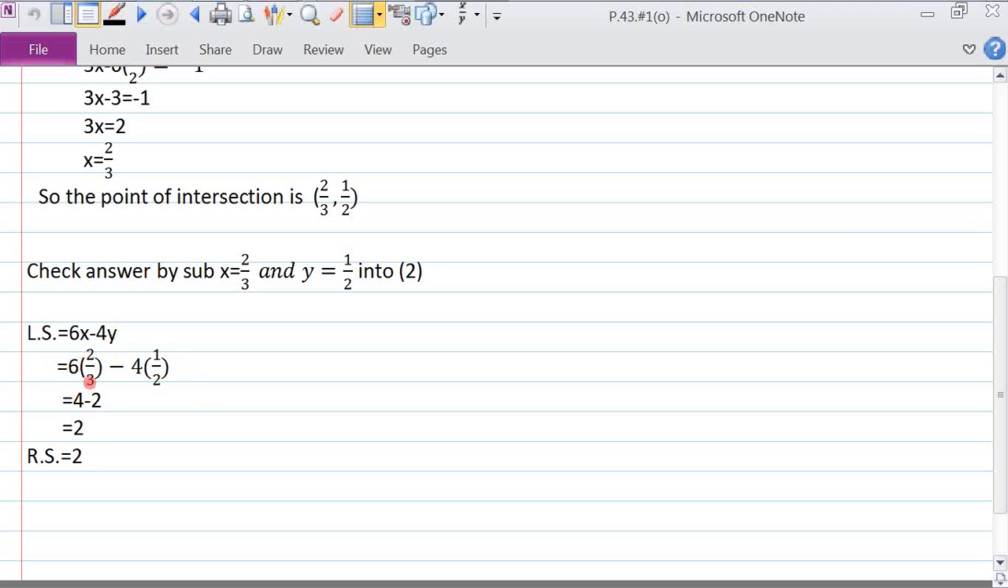6 times 2/3, 3 goes into 6 2 times. 2 times 2 is 4. Or we could say 6 times 2 is 12 divided by 3 is 4. 2 goes into the 4 twice, and I've got minus 2. So the left side reduces to 2, and the right side also reduces to 2. So the left side equals the right side. If these values were not correct, the left side would not equal the right side.